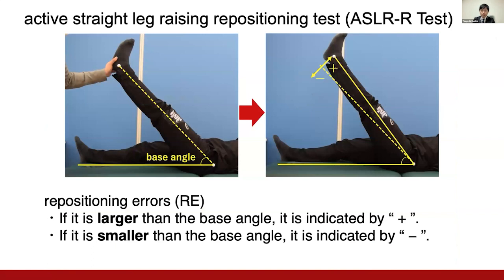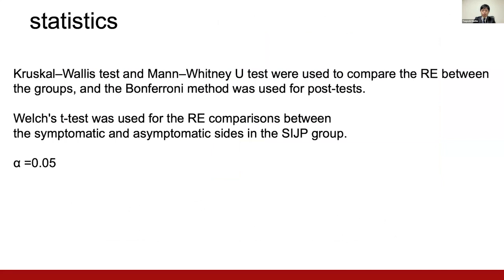If the ASLR angle is larger than the base angle, the repositioning error is indicated by plus, and if it is smaller, it is indicated by minus. Repositioning error was calculated by analyzing the image taken by the fixed camera from the side. The average of 3 times was calculated and divided into left and right to obtain the representative value. We compared repositioning error among the groups and between the symptomatic and asymptomatic sides in the SIJP group.